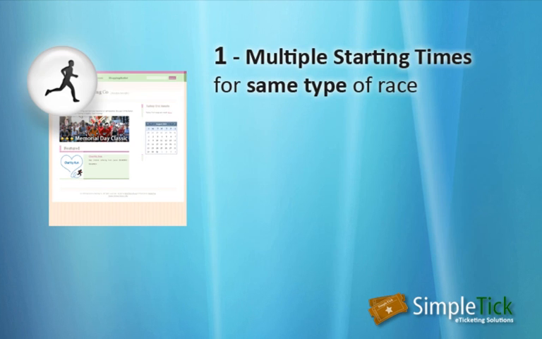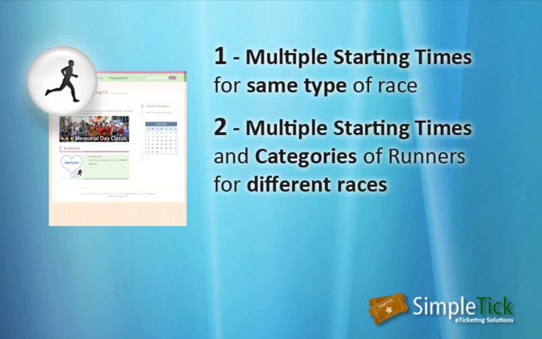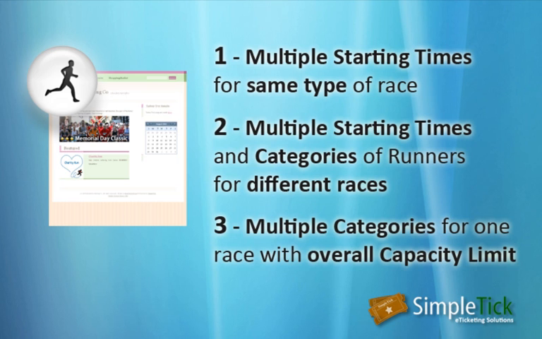First, we will see how a racing event can be set up with different starting times. Then how to set up different races with different starting times and categories. Also, we will see how SimpleTick can be used to set up a racing event where there are different categories of runners for a race, but it doesn't matter how many of each category participate.